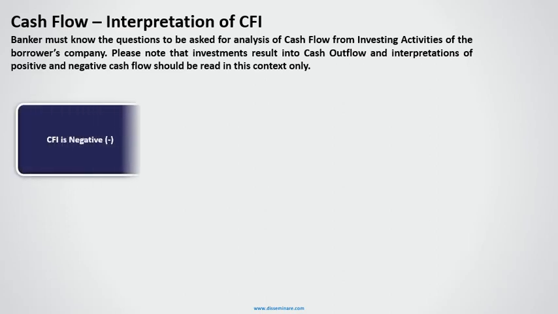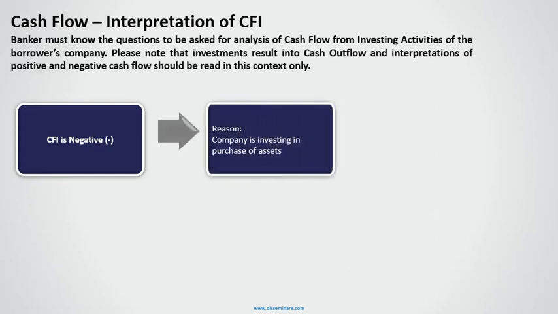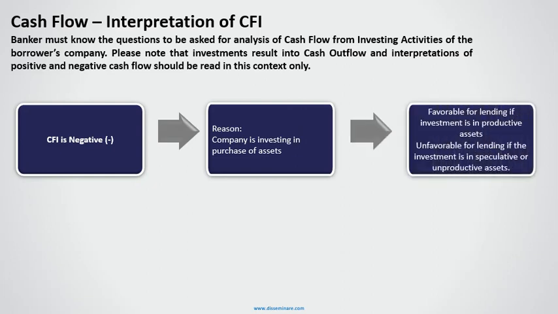In case 1, the CFI is negative, which implies net cash outflow, and the reason is the company is investing in the purchase of assets. The banker must look at this as favorable for lending if the investment is in productive assets. The company shall be deemed unfavorable for lending if the investment is in speculative or unproductive assets.